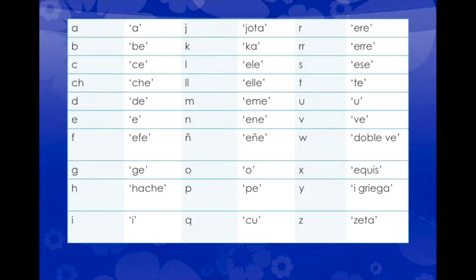O, P, Q, R, which is a rolled R, sometimes considered its own letter. Other people just consider it two R's that make a rolled R sound. S, T, U, V, W, meaning double V. X is X. Y, which translates to a Greek Y, or a Greek I, which is a Y. And then finally, Zeta is Z.